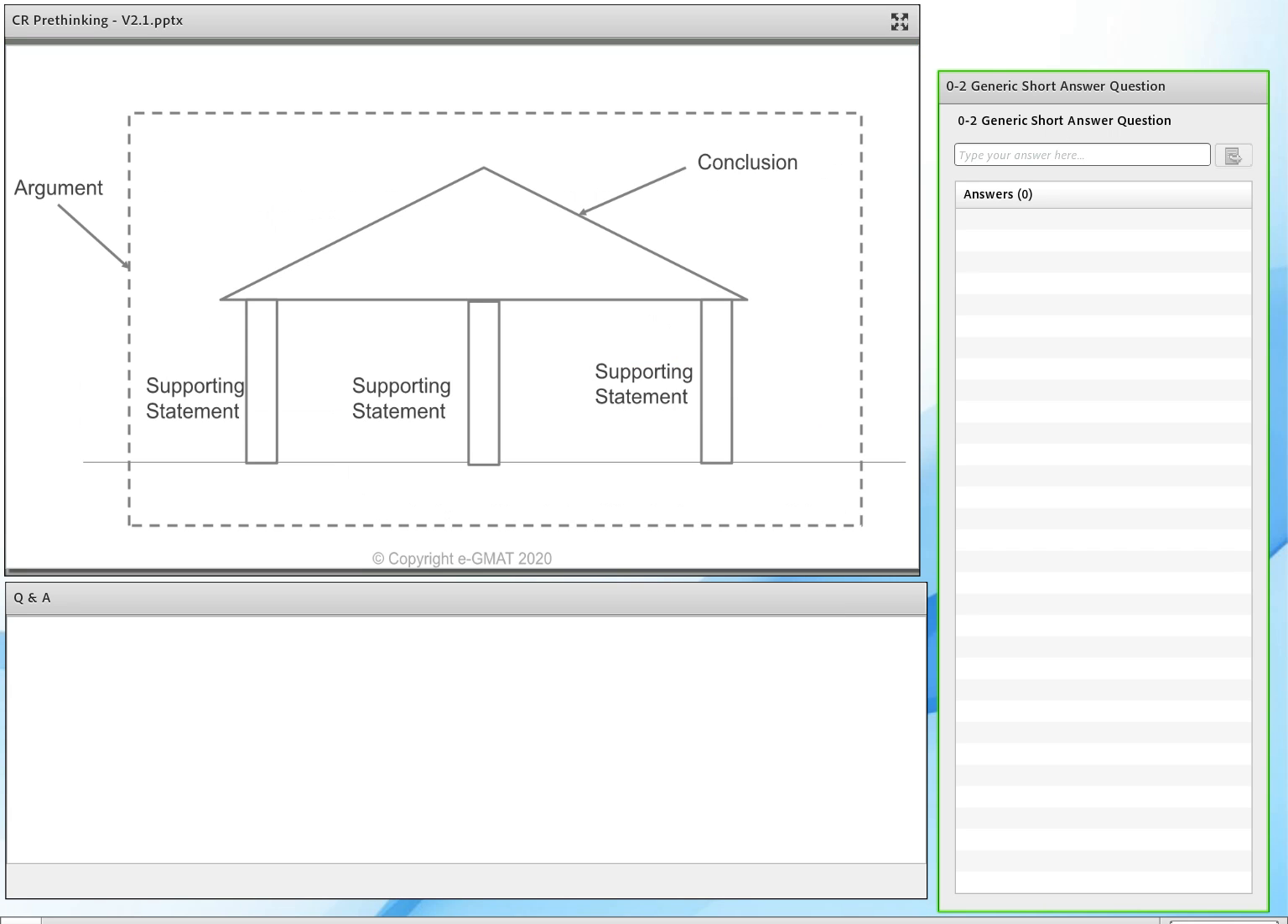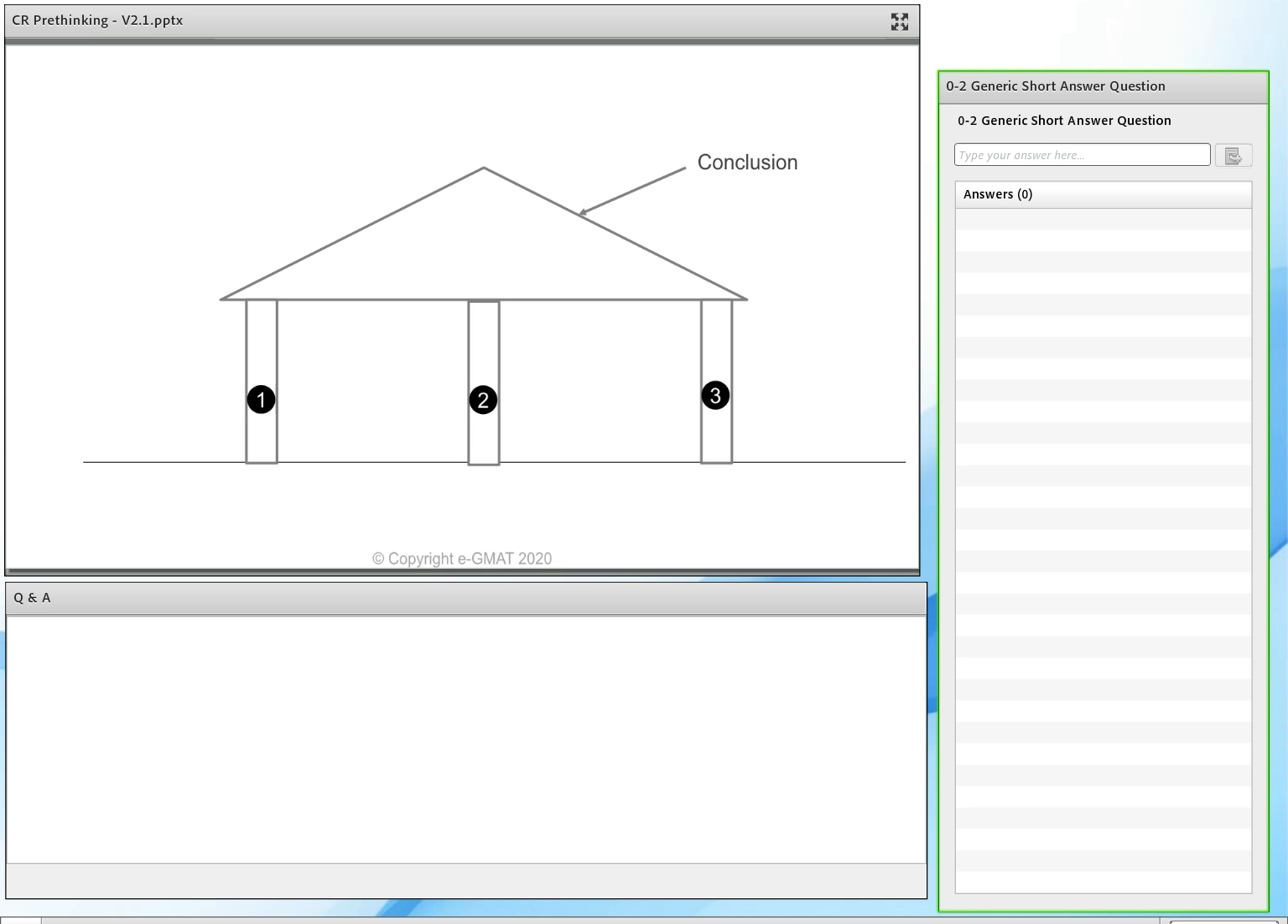So let's assume this argument is a house, and you have 3 supporting pillars and a roof. These supporting pillars make sure the roof stays upright and doesn't cave in. So your roof is the conclusion. Okay, let's see what happens, and we're going to call these pillars 1, 2, and 3 just for simplification. So what I do is I'm going to remove pillar 1, and the roof stays upright.